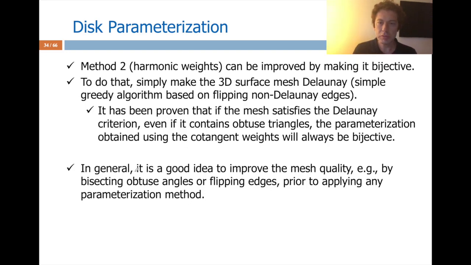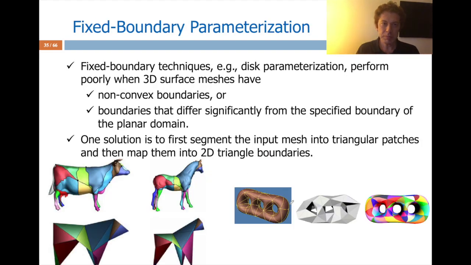So in general, it's a good idea to improve the mesh quality before applying a parameterization method, because as we have seen, obtuse angles are problematic. Although we fixed it with the tangent-based mean value parameterization, it is still always a good idea to start with a better shape. So this is a fixed boundary parameterization. Fixed meaning that the boundary is going to be fixed to a disk or another convex region, but there is a problem when the boundary in the original domain is not similar to a convex shape, then I am kind of forcing it, and this forcing will lead to distortions in the end.